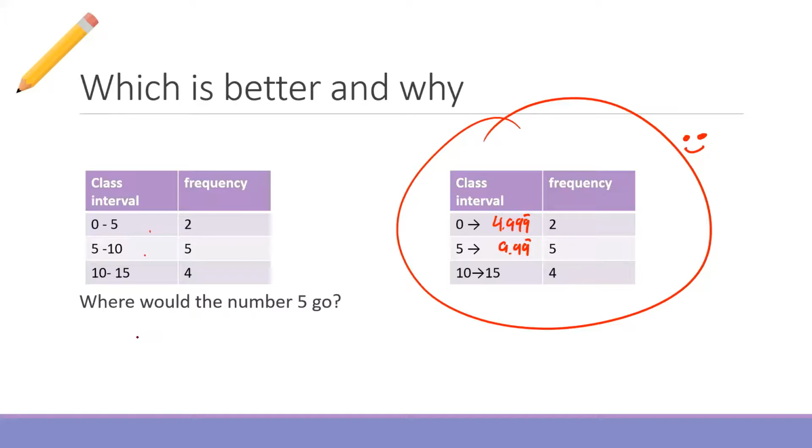Now, there are ways that you could change this class interval to be more like this one on the right. You could go from 0 to less than 5, and then you could go from 5 to less than 10. And that implies you go all the numbers from 0 to 5, but not including 5, to just below 5. And that's another way that you could use this.